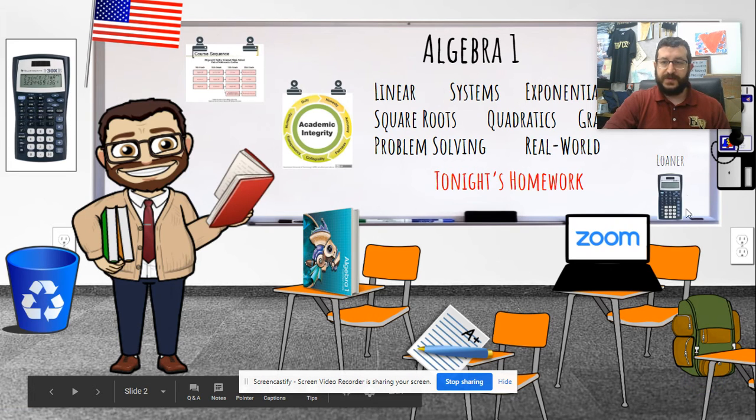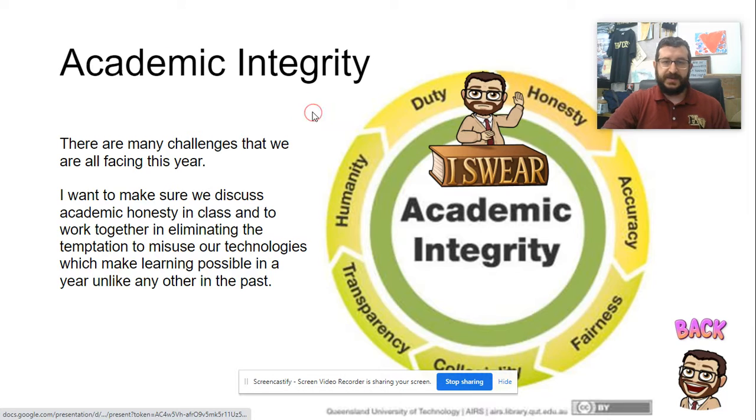All right, what's next? Oh, here's a loaner calculator right on the screen. The last thing I need to talk to you about is academic honesty. I want to make sure that students are making good decisions in the class. At no point in time should students take another student's work and hand it in.